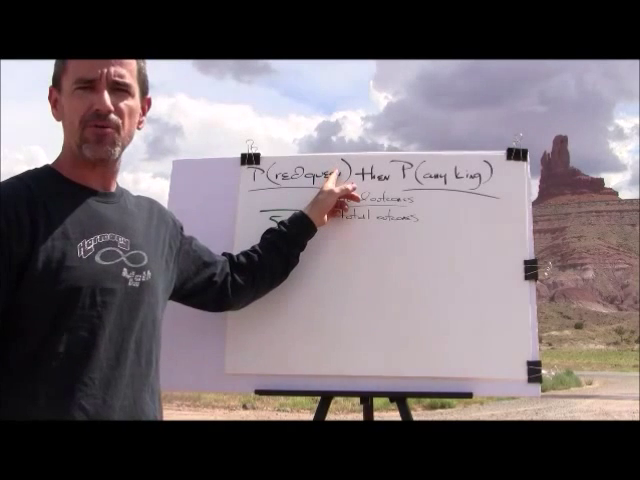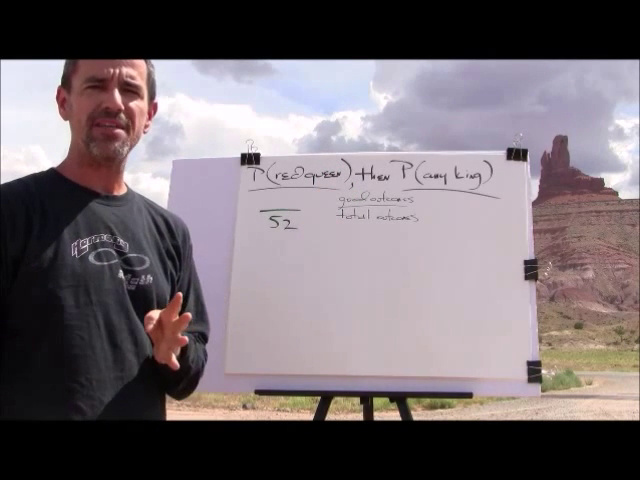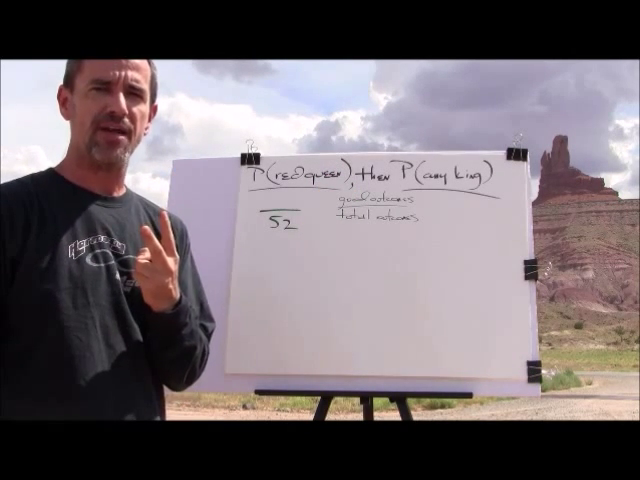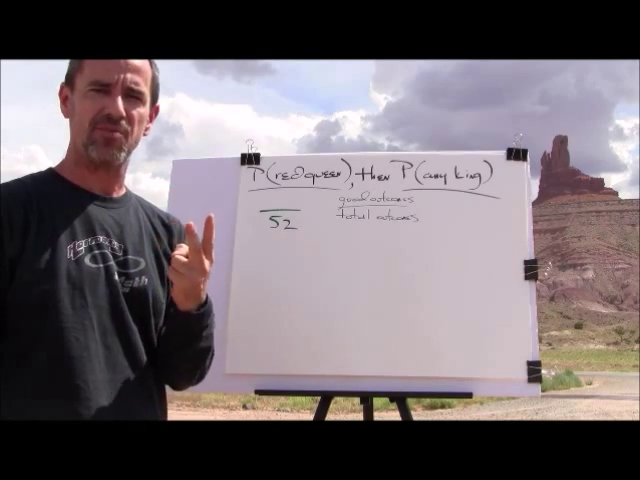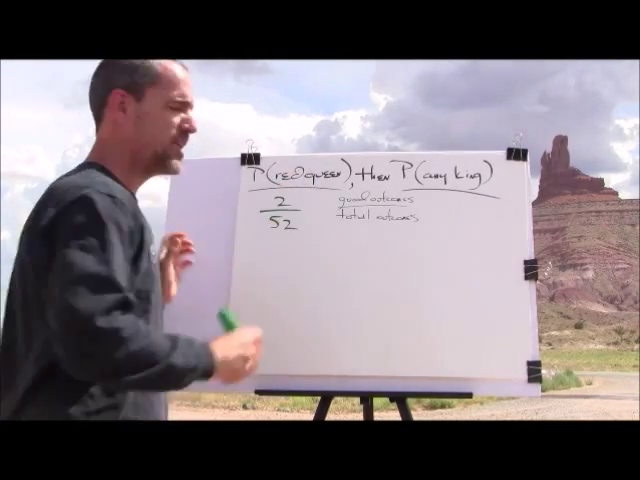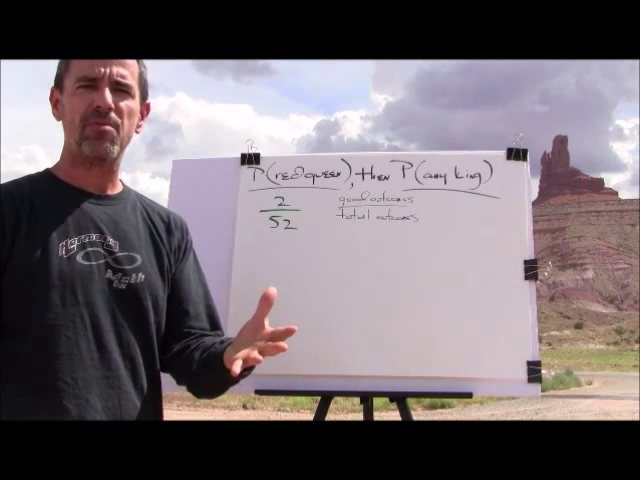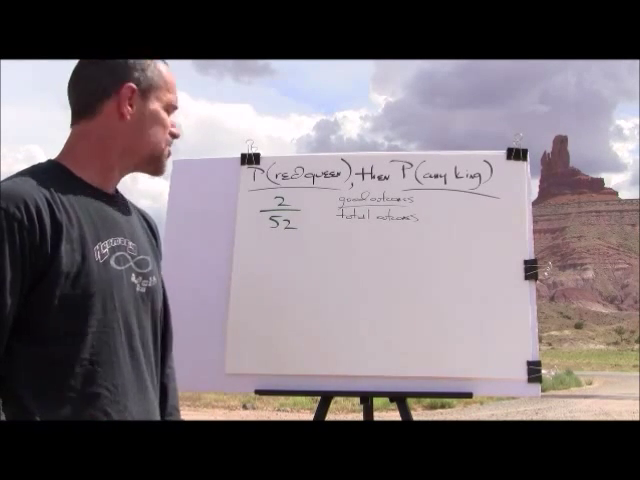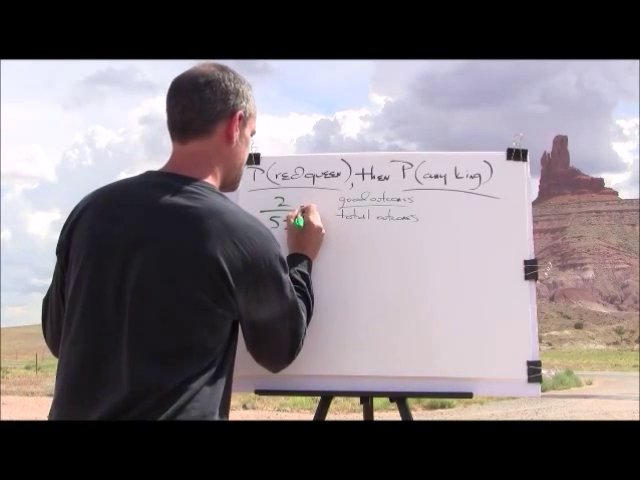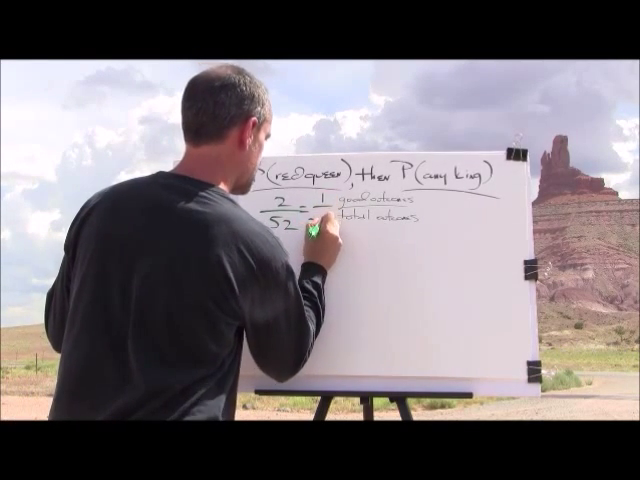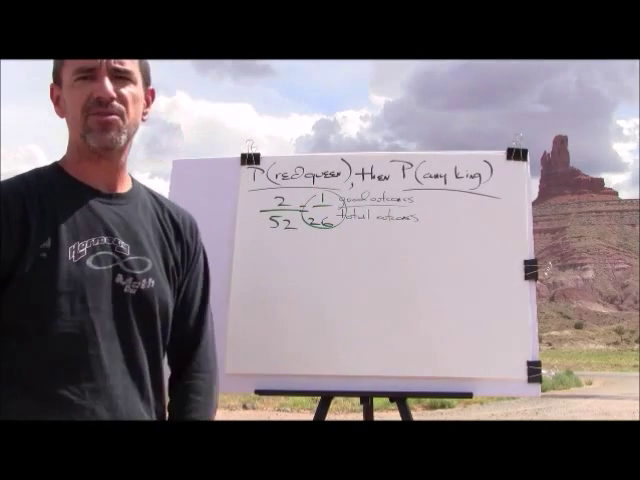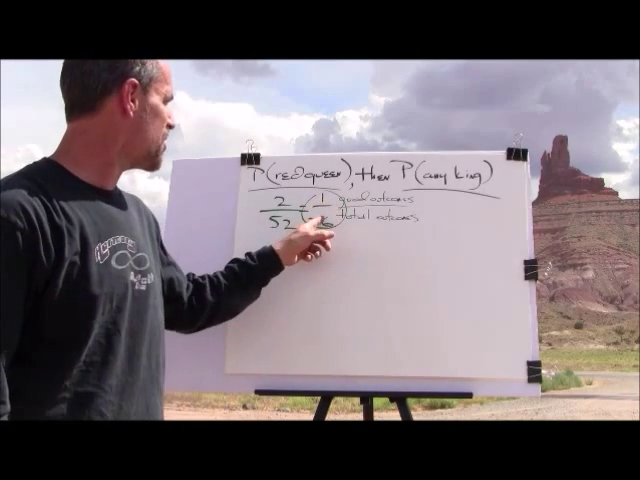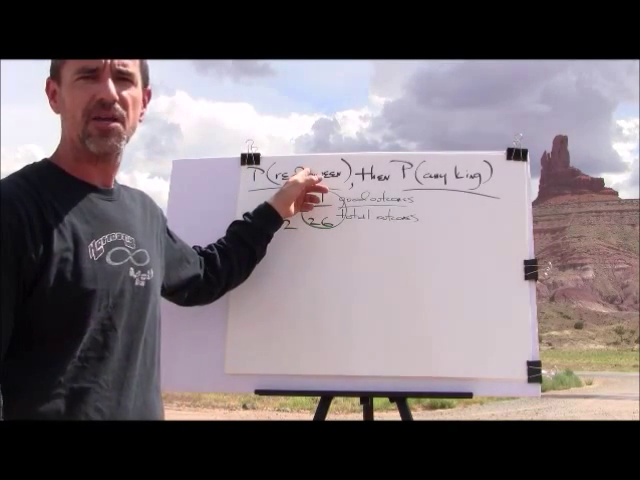Now, how many of those are red queens? Well, there's 4 queens in a deck, but only 2 of them are red, so the number of good outcomes possible is 2. Now, with every probability, we want to simplify that fraction to make it as easy to work with as possible. So 2 52nds simplifies to 1/26. So there's a 1 in 26 chance of reaching into a deck of cards and pulling out a red queen.